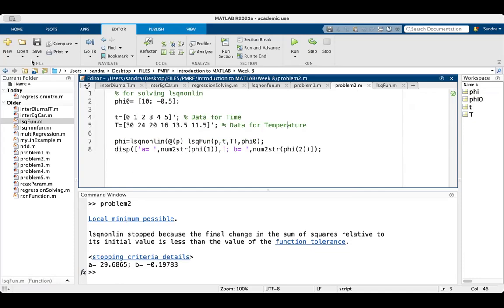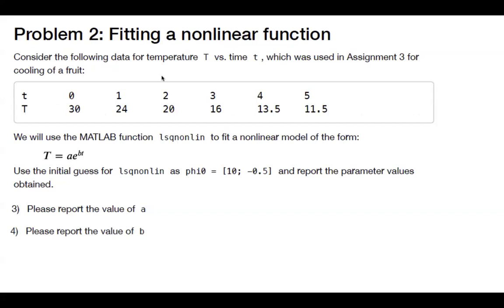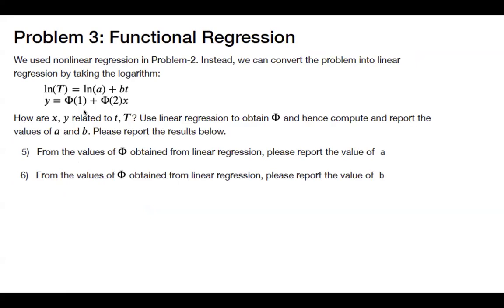That's it. If you have got the wrong answer, please check the code again and compare if you have coded it the right way. Now this is the third problem. It's a regression problem. It's the same problem extended, so you can use the same time and temperature values. Just that in this case, you are converting it into a linear problem.